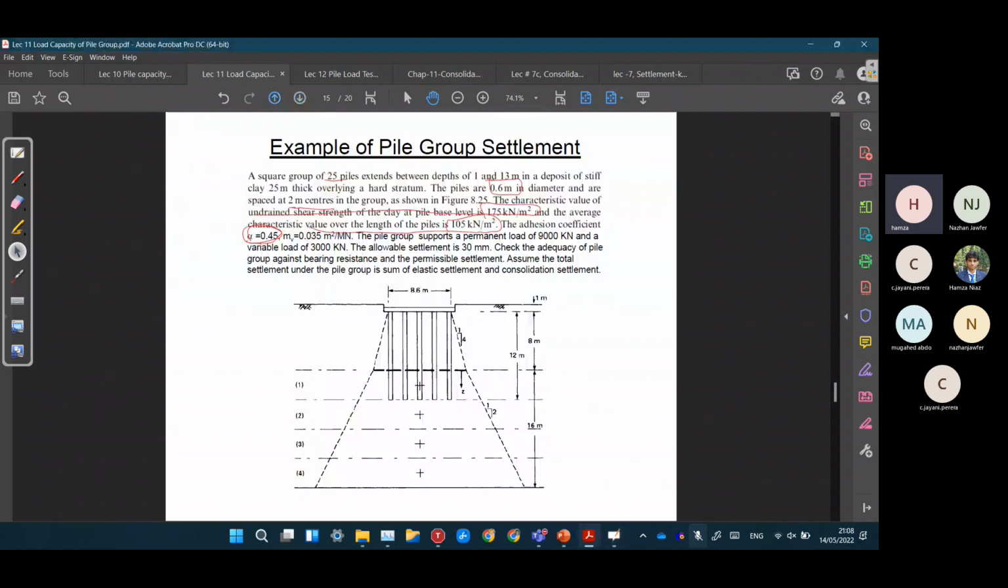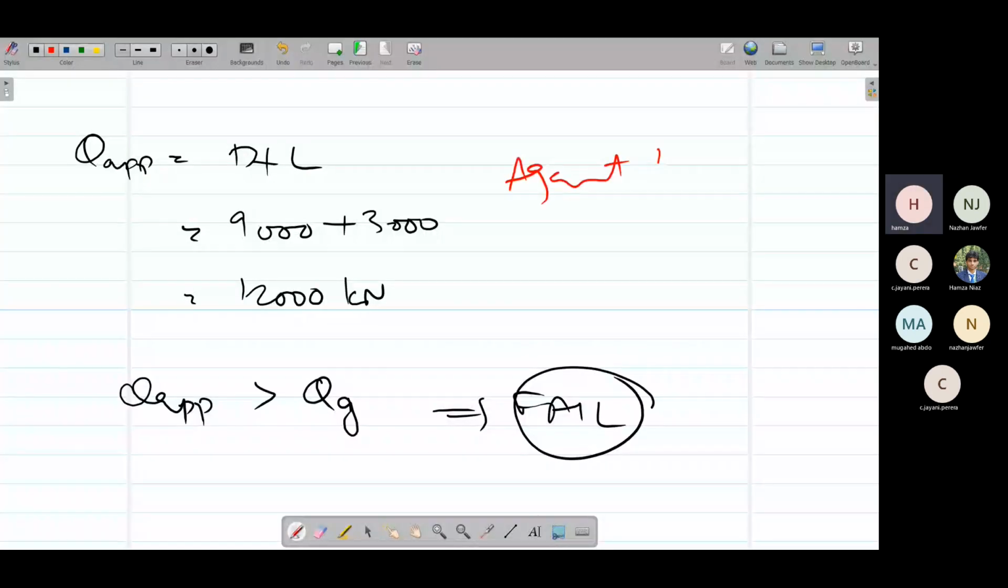They have written it as 13,238. If you multiply simply this value, this answer does not come like this. So there is some problem here, so try to crack this one. This pile would fail. They have said to check the adequacy of the pile group against the load. So against load, our pile is failing. This is not okay.